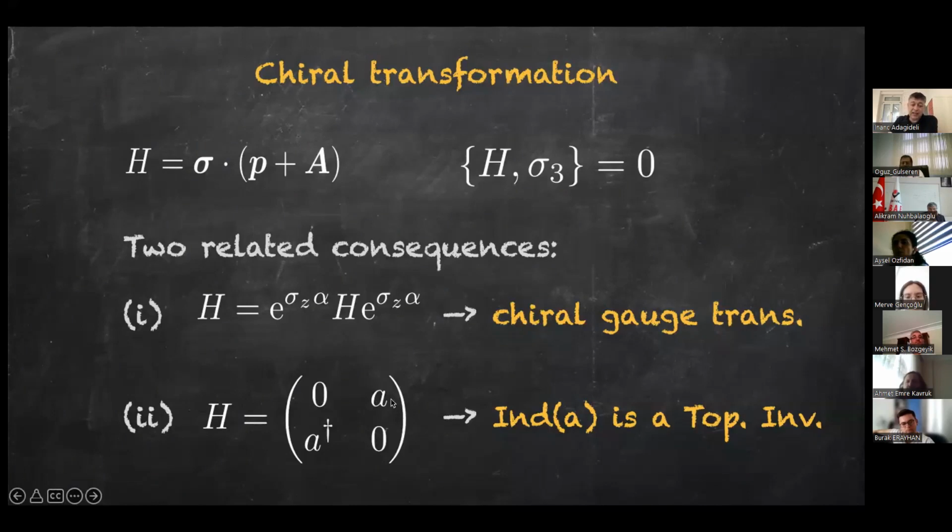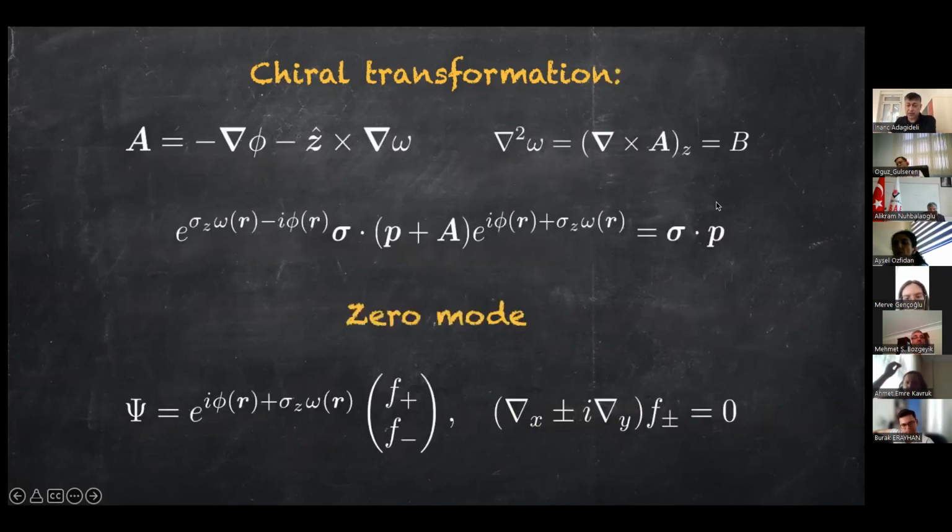And then this index of A, right? This is the dimension of the null space of A minus the dimension of the null space of A dagger, which would be a topological invariant. That's the topological thing that comes.